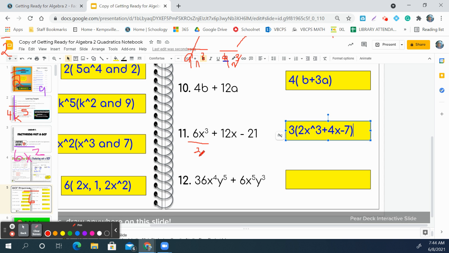If it's easier for you, because I know this is hard on Google Slides, you're dividing everything by 3. Sometimes it's easier to write it on paper. So 6 divided by 3 is 2. And then x to the third power. 12 divided by 3 is 4. Keep the x. And then 21 divided by 3 is 7.